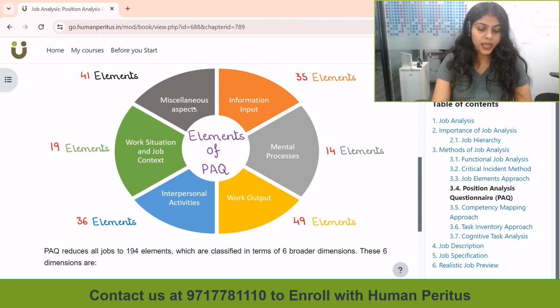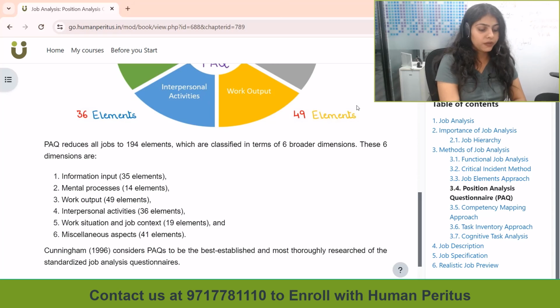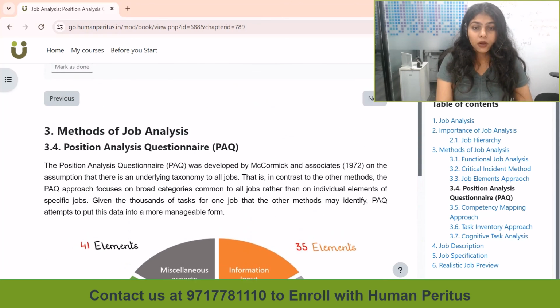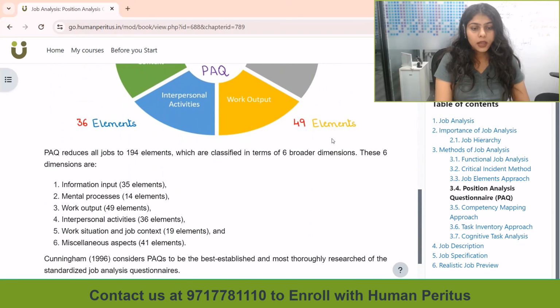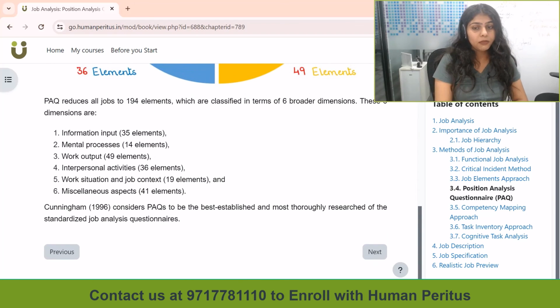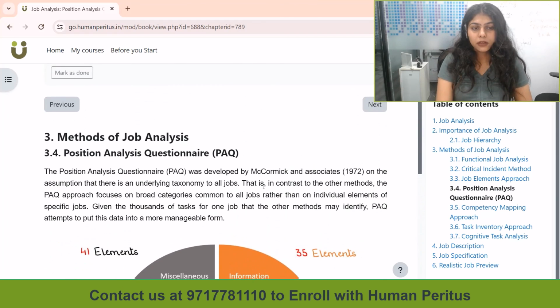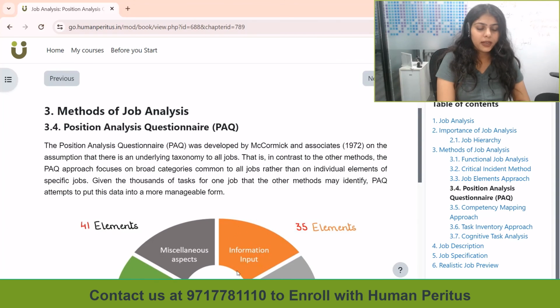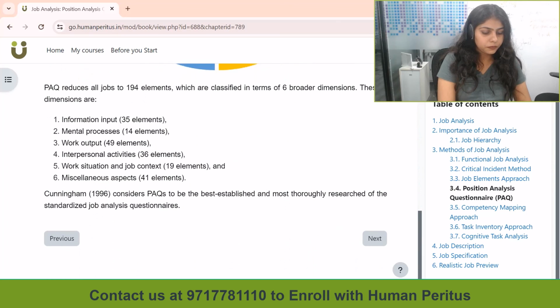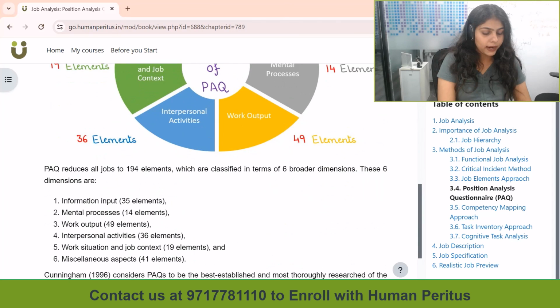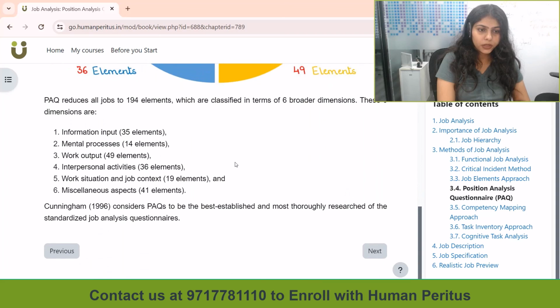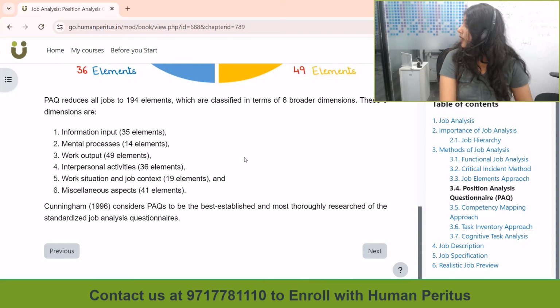So we have 6 broader categories of the 194 elements that have been categorized by McCormick and Associates, given here, and the name of this method is called Position Analysis Questionnaire. So yeah, it's a fairly easy and simple method, and that is how you do analysis, by categorizing them into certain categories.